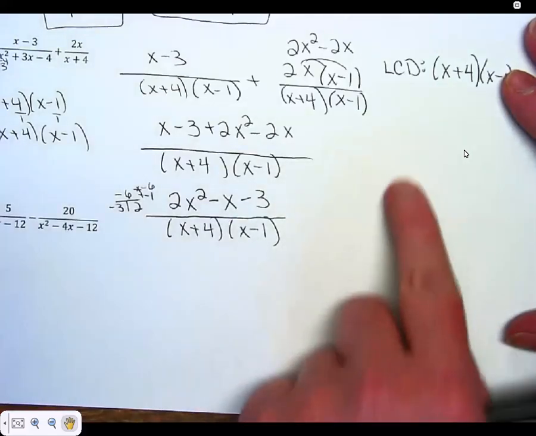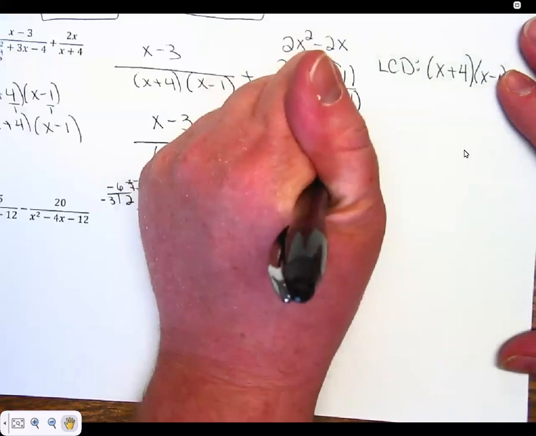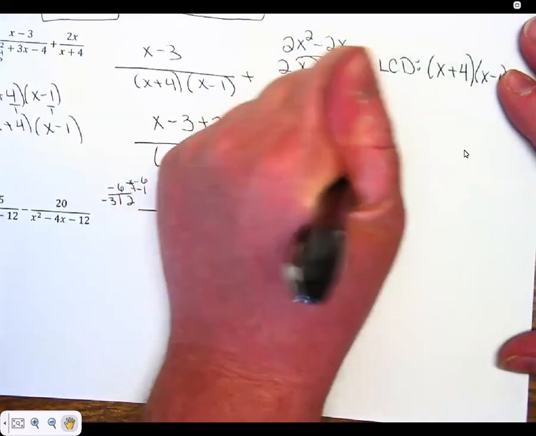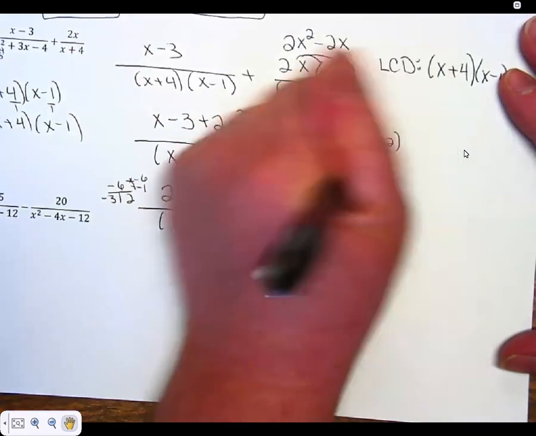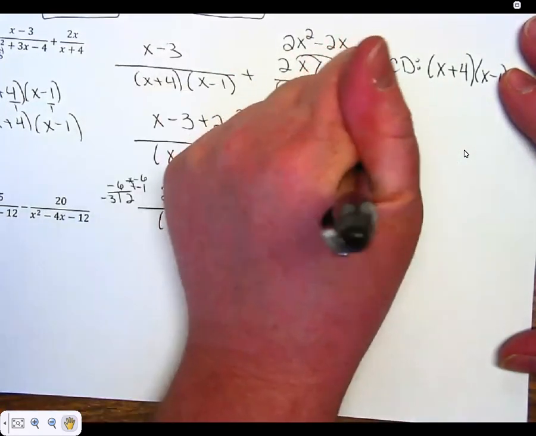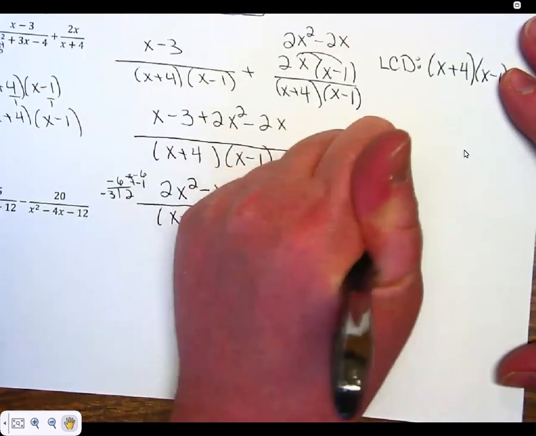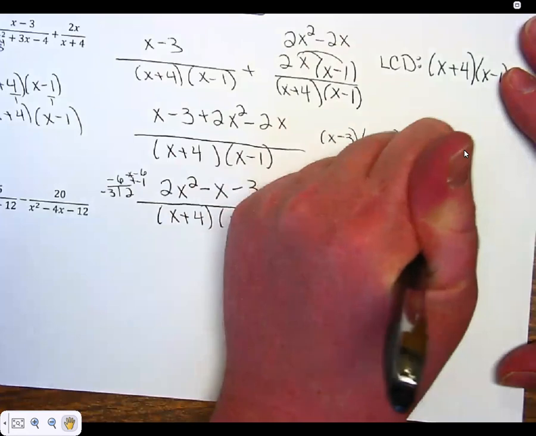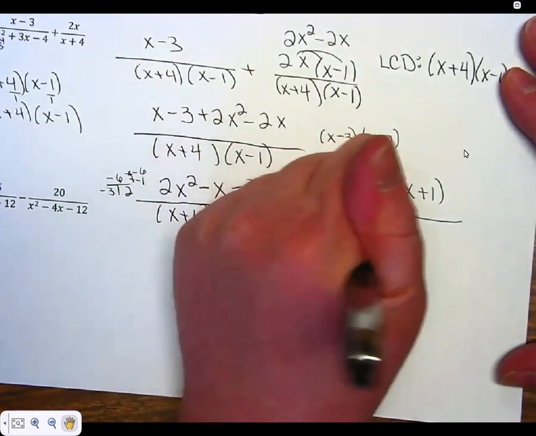Looking for where to do it. Right here. Got x minus 3, x plus 2. Divide them by your number in front, which is 2. So then you're looking at 2x minus 3 and x plus 1 over x plus 4 and x minus 1.